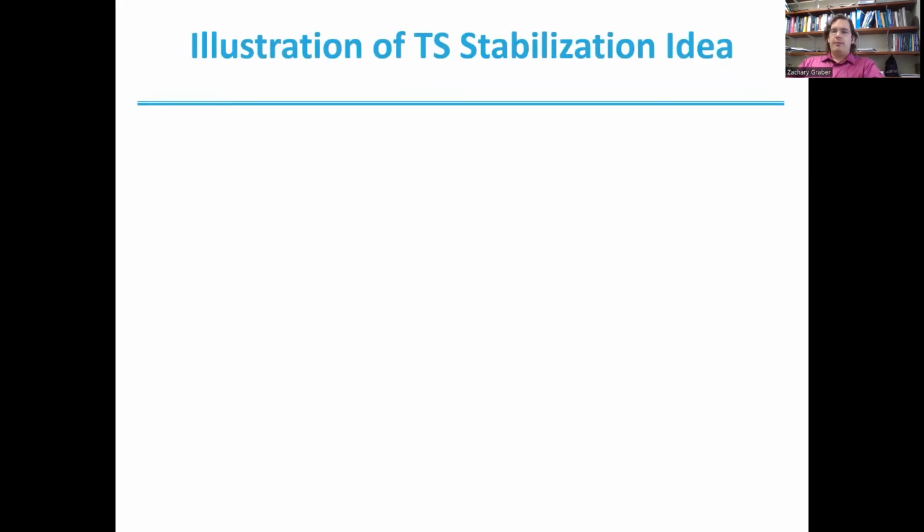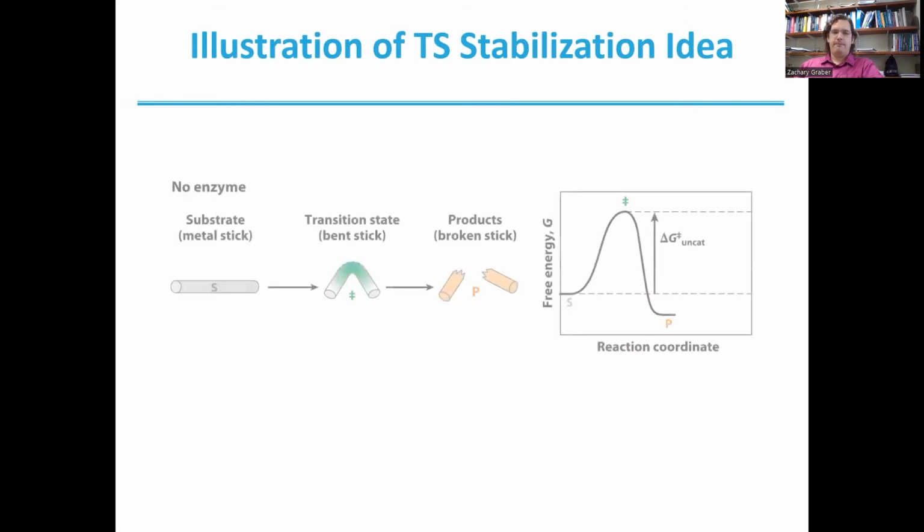Now, to understand why it's so important to bind the transition state specifically, it's helpful to use an illustration here. So imagine that we have an enzyme that's going to bind to a metal stick, and our goal is to break it. For that metal stick reacting, you can imagine this sort of reaction here, where we have a transition state where it's bending, and you have a lot of stress on the stick, and then your product's where it's broken in half. So without the enzyme present, we get this sort of graph. Our substrate, we go through this high activation energy barrier as we're bending it, and then it snaps to create our products.